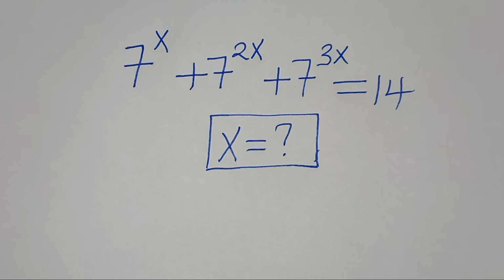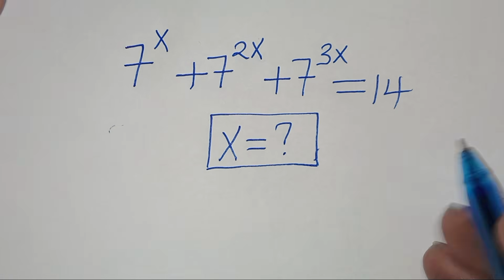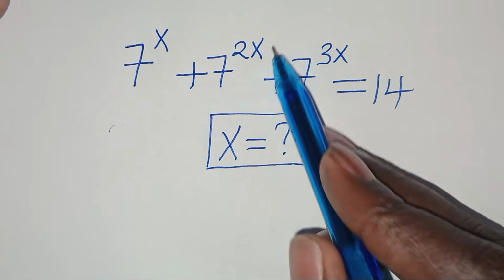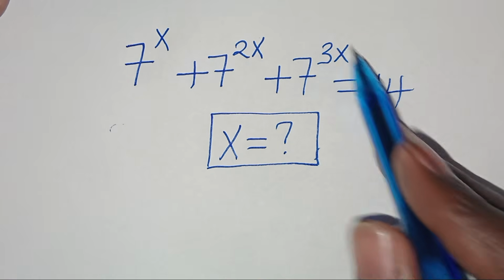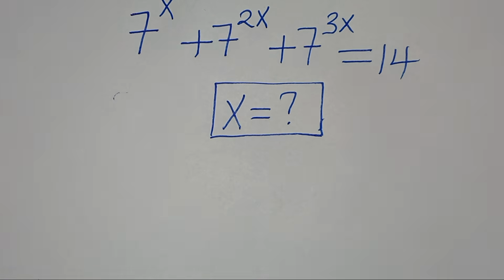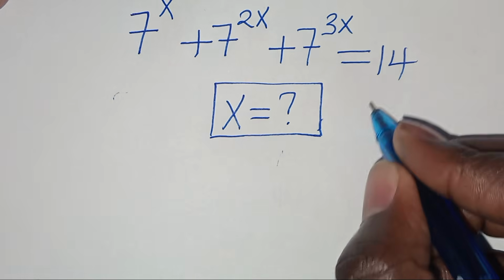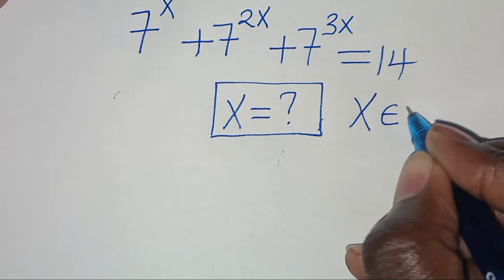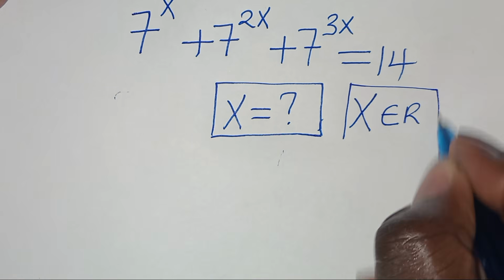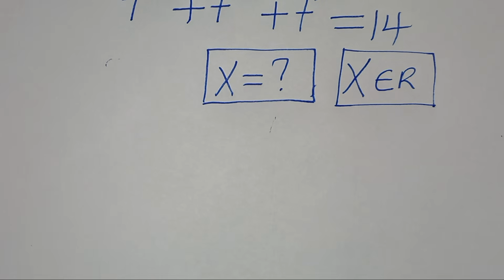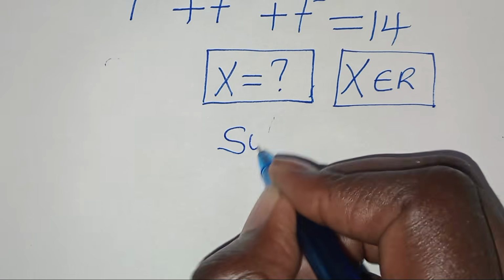Hello everyone, you're welcome to solve this nice math problem, which is 7 to the power of x plus 7 to the power of 2x plus 7 to the power of 3x. This is equal to 14. So what is the value of x, given that x is a member of real numbers? Now, let's provide a solution from here.